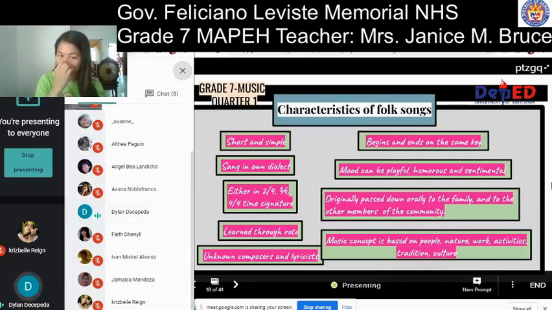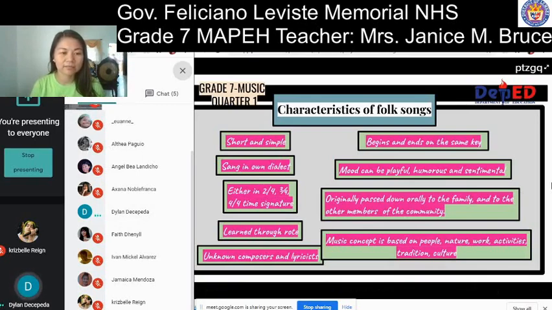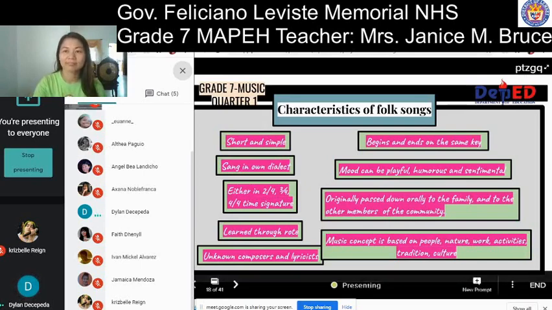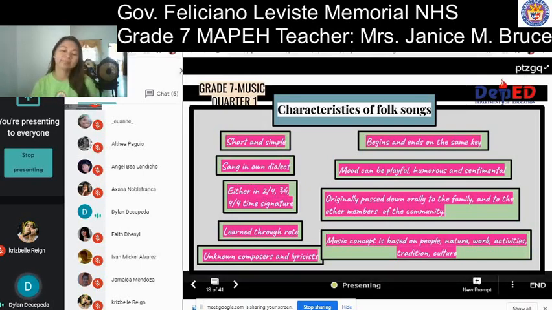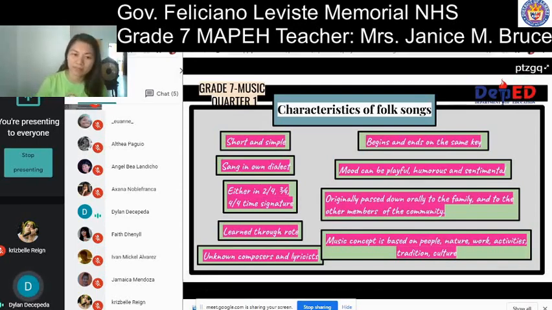The characteristics of folk songs are short and simple, sung in own dialect, either in 2/4, 3/4, 4/4 time signature, learned through rote, unknown composers and lyricists, begins and ends on the same key. Mood can be playful, humorous, and sentimental. Originally passed down orally to the family and to the other members of the community. Music concept is based on people, nature, work, activities, tradition, and culture.